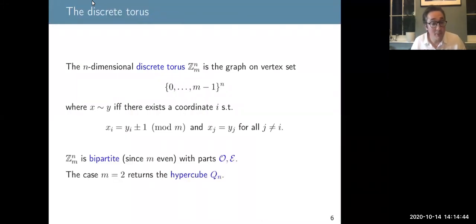I'm also going to be assuming that m is even, so that this torus is bipartite, like the integer lattice is. And I'm going to call the two parts of the bipartition odd and even, O and E. So again, the odd sublattice and the even sublattice: all strings whose sum is even and all strings whose sum is odd. And if we fix m equals 2, we get this familiar combinatorial graph called the n-dimensional discrete hypercube, for which I'll use the more familiar notation Q_n. Okay, great.